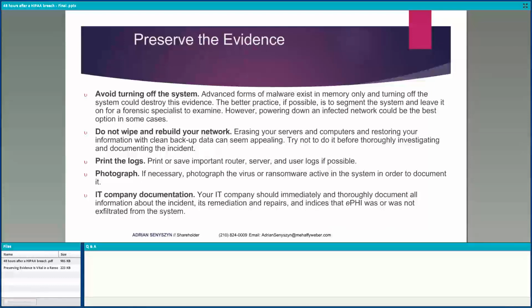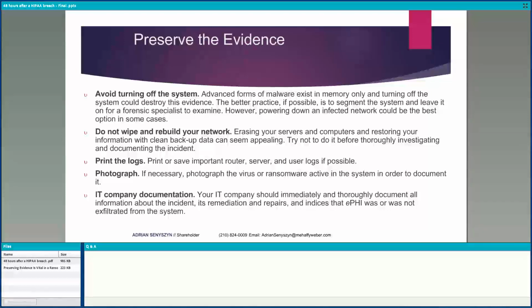You make money by treating patients, but you really want to be careful not to just go ahead and wipe that system and try to rebuild immediately. The temptation's there, but what happens is you erase some of the evidence that you can use to show that information didn't leave your system. Also, we might be able to forensically prove that no one was on your system after all, and the virus that locked up your system wasn't the type that would exfiltrate data off your system.